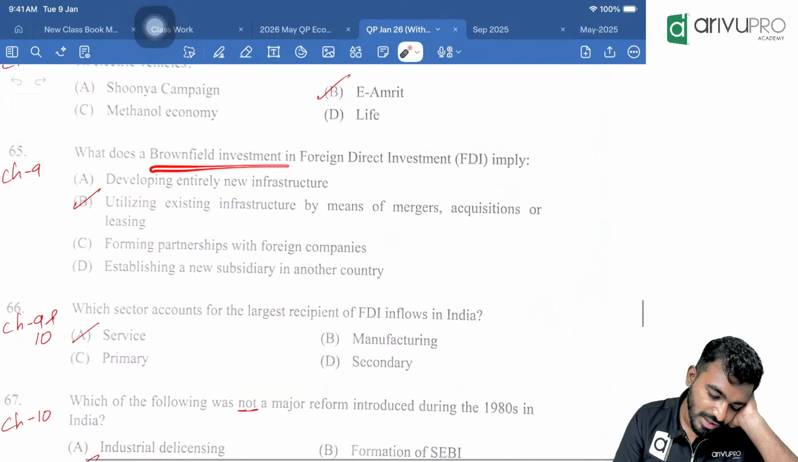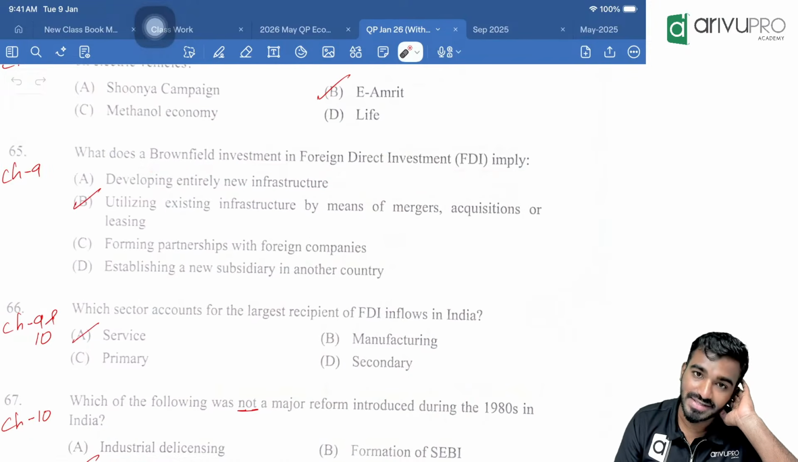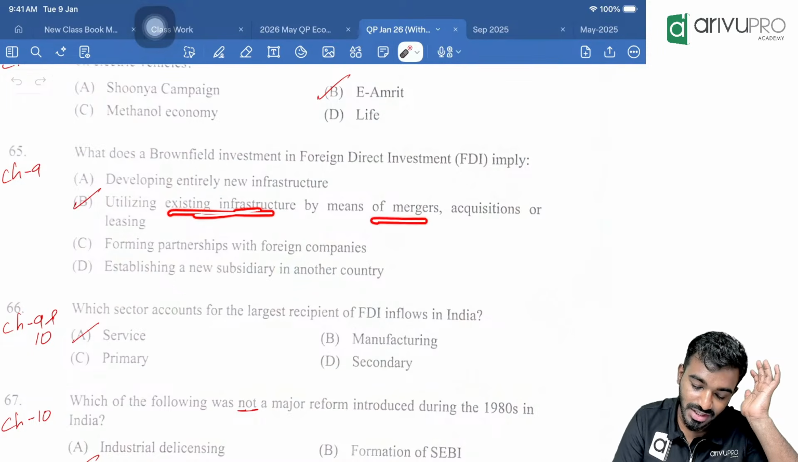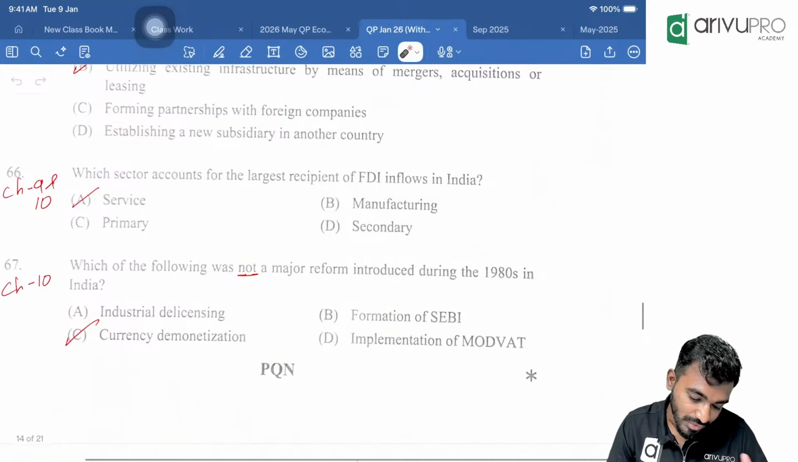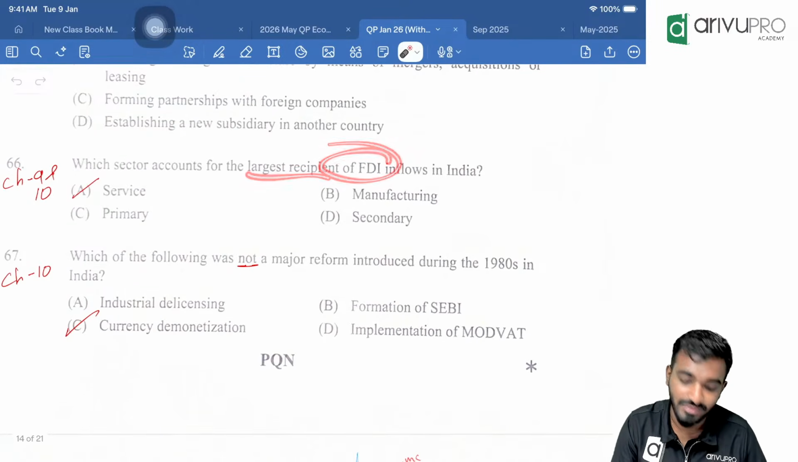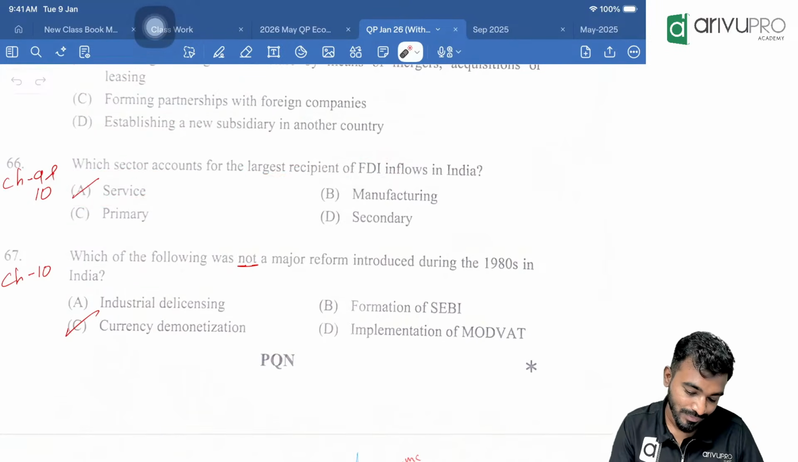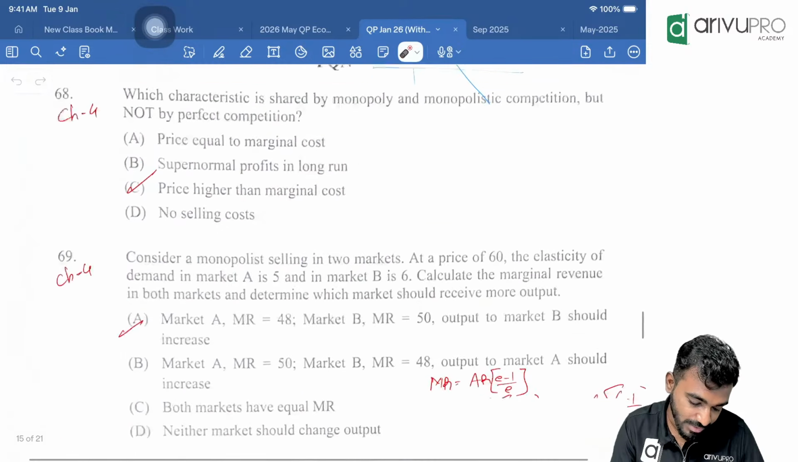What does the brownfield investment in foreign direct investment imply? That means there is already an existing infrastructure, either through merger, acquisition or leasing. We will take it and we will continue. Which sector accounts for the largest recipient of FDI in India? Service sector, and also 53% contribution to the GDP of the country.